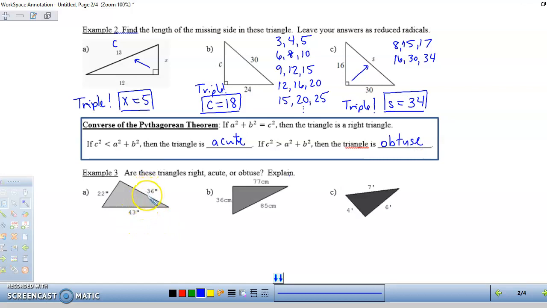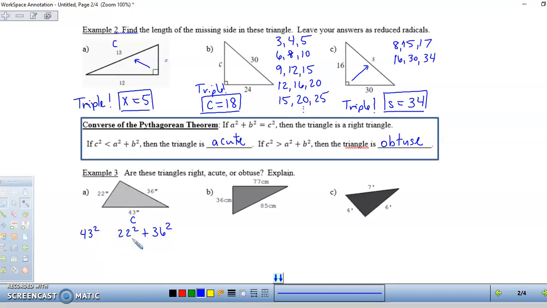So in order to do this, notice there's no right angle here. You just have 3 side lengths, but the c value has to be the largest. So you're still going to identify the c value as the biggest. And then for these, I would recommend you write the c squared first. So I'm going to write 43 squared, and then 22 squared plus 36 squared. And then I'm going to figure out how these are related. Obviously, you probably want to use a calculator.